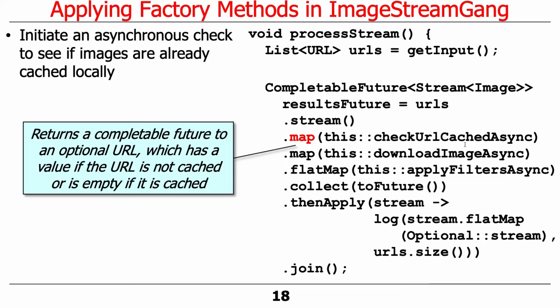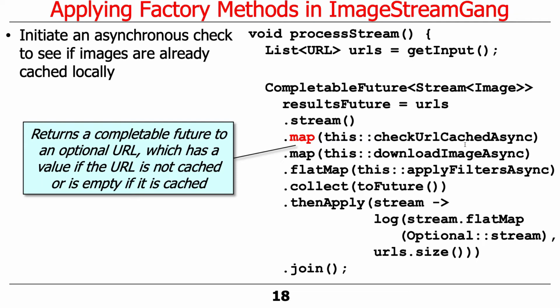What this does is this map method will return a stream of completable futures to optional URLs. And what that means is if the URL is already cached, we get back an optional that's empty. If the URL we're requesting has not been cached, we get back an optional that has a URL in it. So you'll see later why we need to do this.